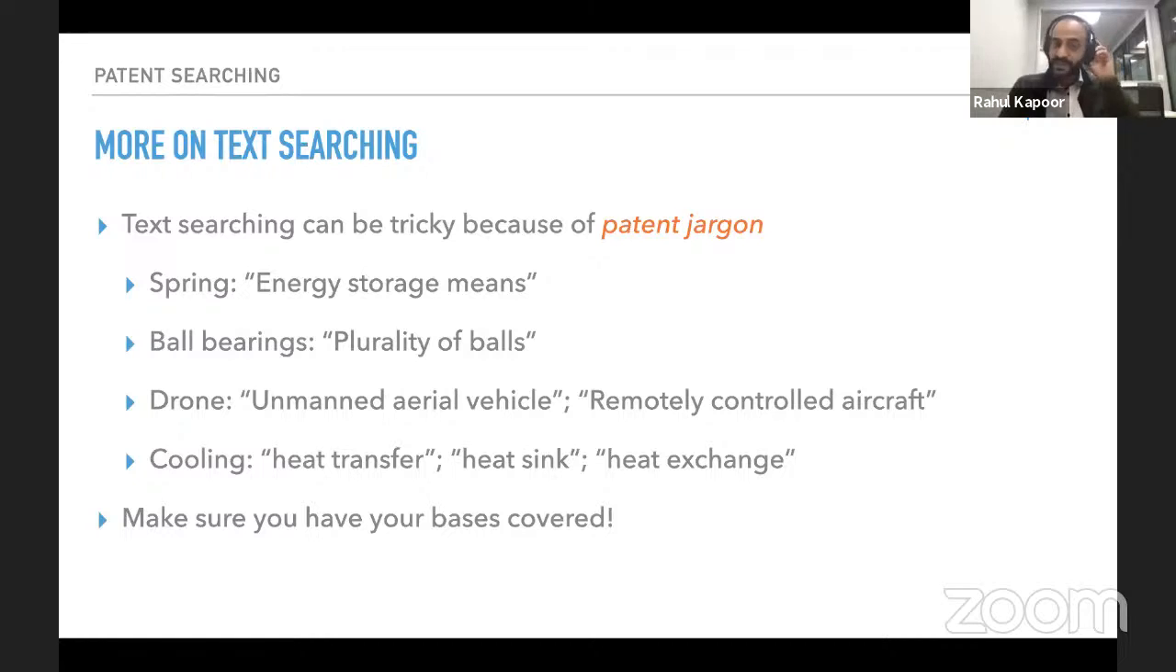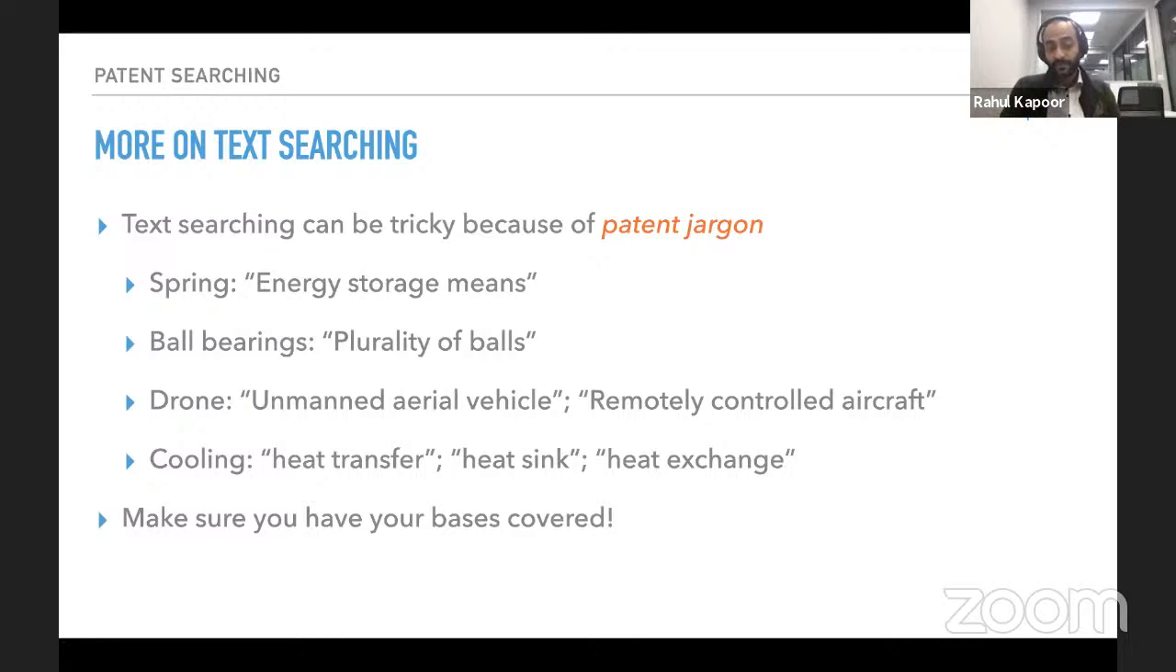So drones are especially a bit tricky. In fact, drone is also used in pharmaceutical contexts. So sometimes you can even get pharmaceutical patents if you search just drone with some wildcards.